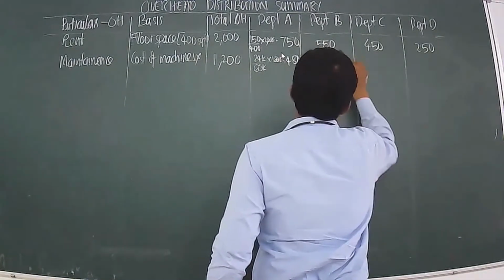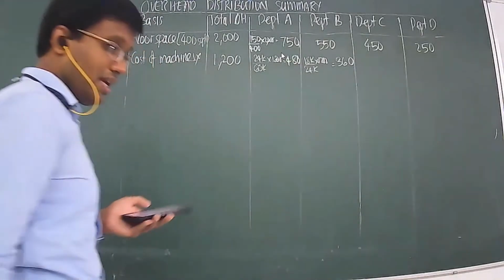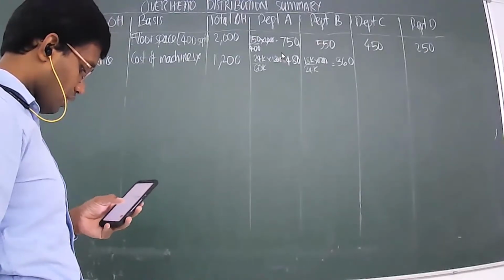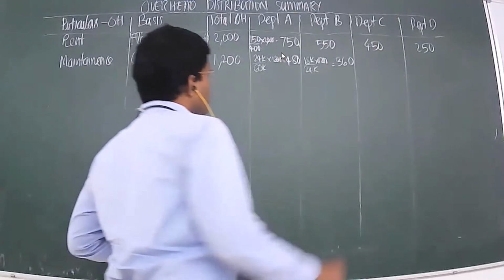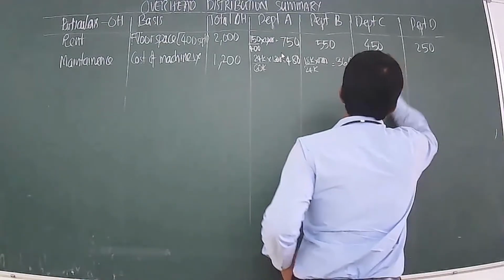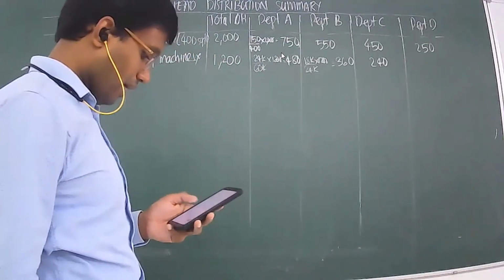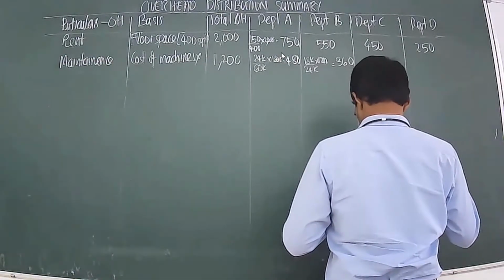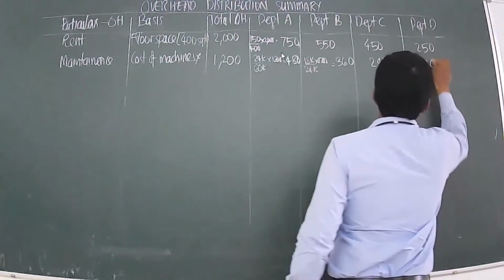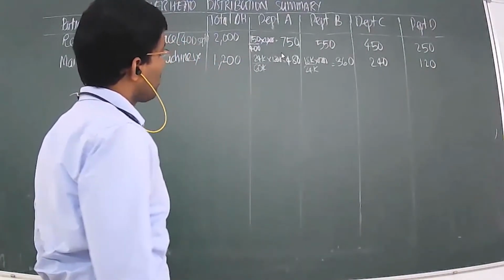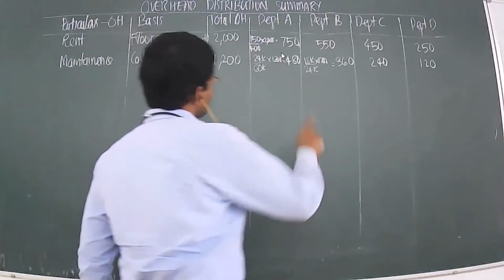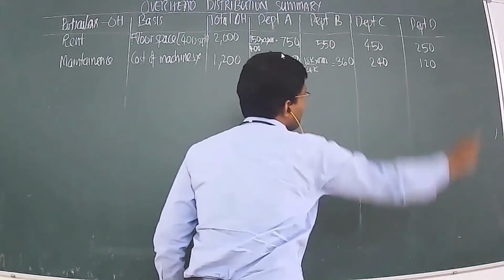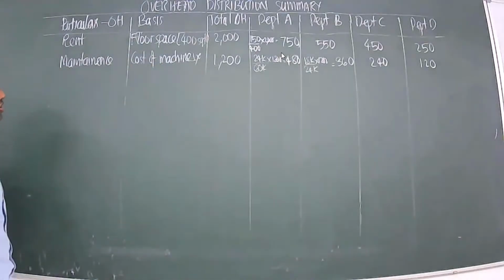For department B, this is 360. For department C, it will be 240. And then finally for department D, it will be 120. So what is the logic behind this? The logic is that your total maintenance is 1,200, and you're splitting that maintenance cost on the basis of the cost of machinery.